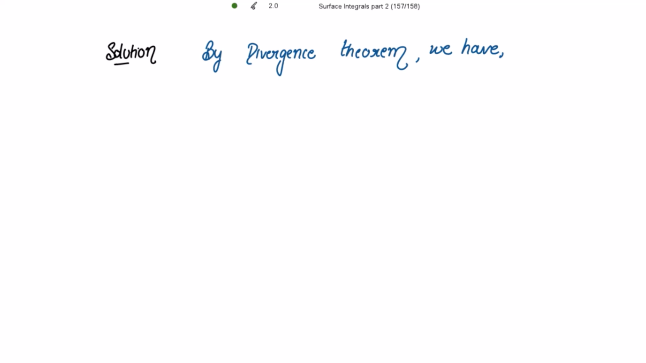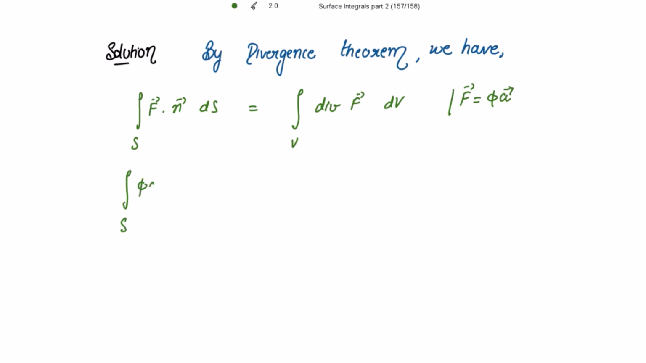So by divergence theorem, or you can say the Gauss's divergence theorem, we have the surface integral of dot product of f vector with n vector ds is equal to the volume integral of divergence of f vector dv, where it is given that f vector is equal to phi into a vector, where a vector is a constant vector. So just putting f vector equal to phi into a vector, we get the surface integral of phi into a vector dot product with n vector ds. This is equal to the volume integral of divergence of phi into a vector dv. Very fine? Okay.